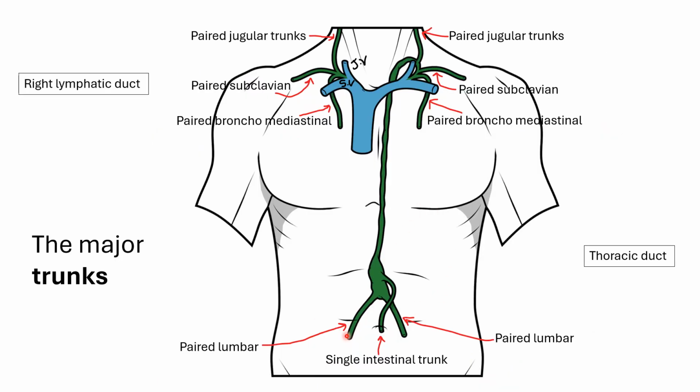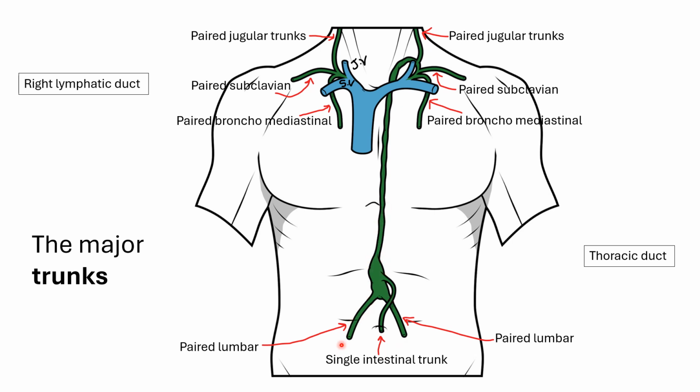It will be more clear here because that diagram was kind of complicated. So these are the major trunks. Our major trunks are the lumbar trunks. We have right lumbar and we have left lumbar. Both of these right and left lumbar trunks are draining into the thoracic duct.